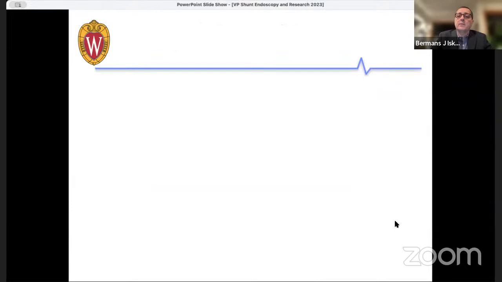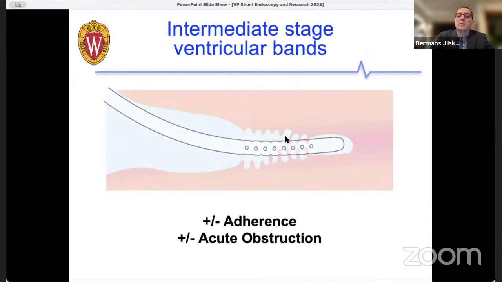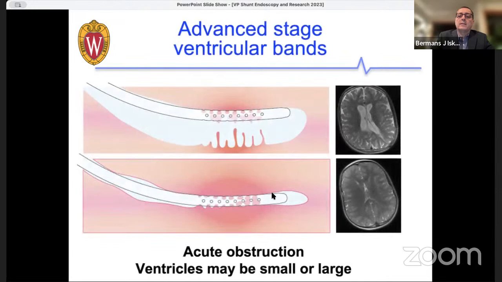However, over time, they get stuck. In this case, some of the holes are obstructed, some of the holes are not. This catheter is still working, but it's adherent. And you can see how this part of the ventricle is completely collapsed around the catheter. And if we wait even longer, then the tissue gets sucked into the catheter and causes a sudden obstruction and sudden shunt failure. And even if the ventricle ends up dilating, that tissue remains in the catheter.